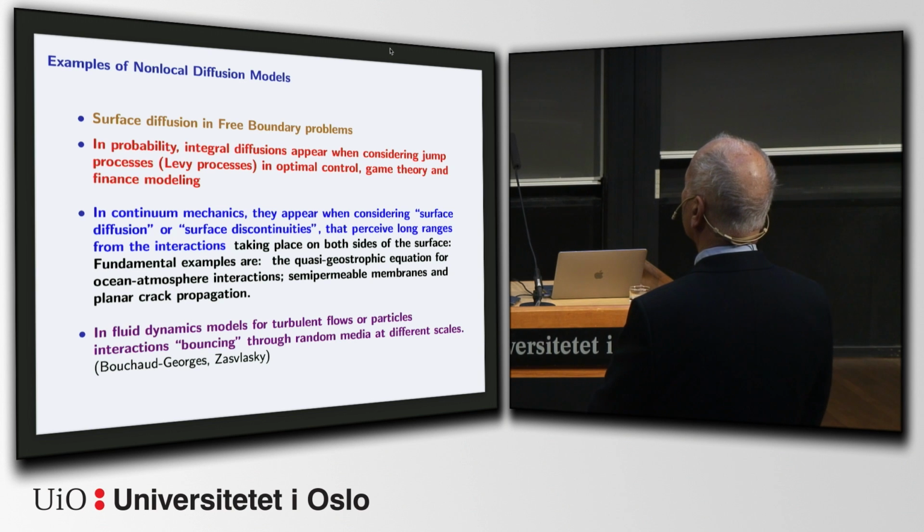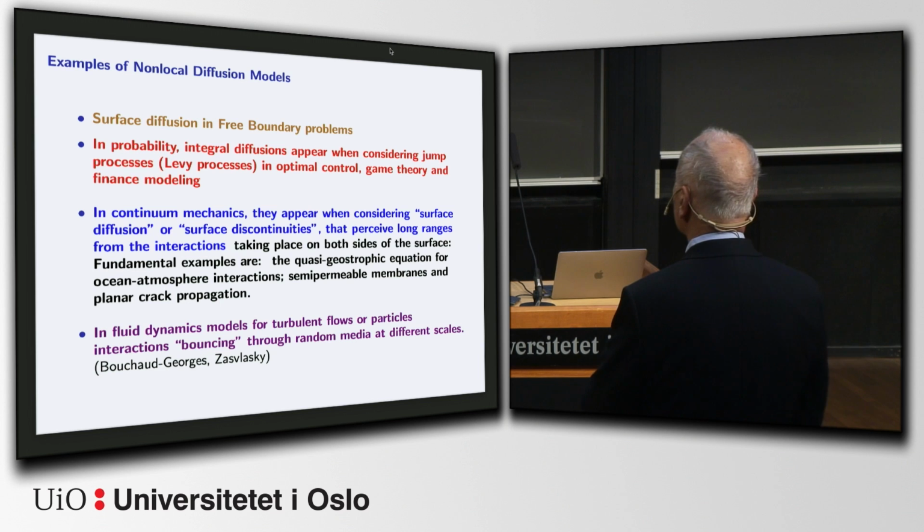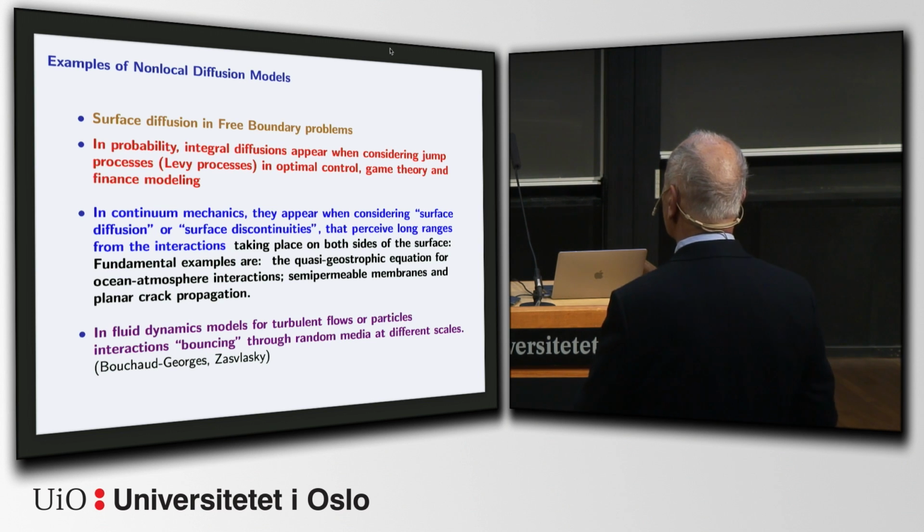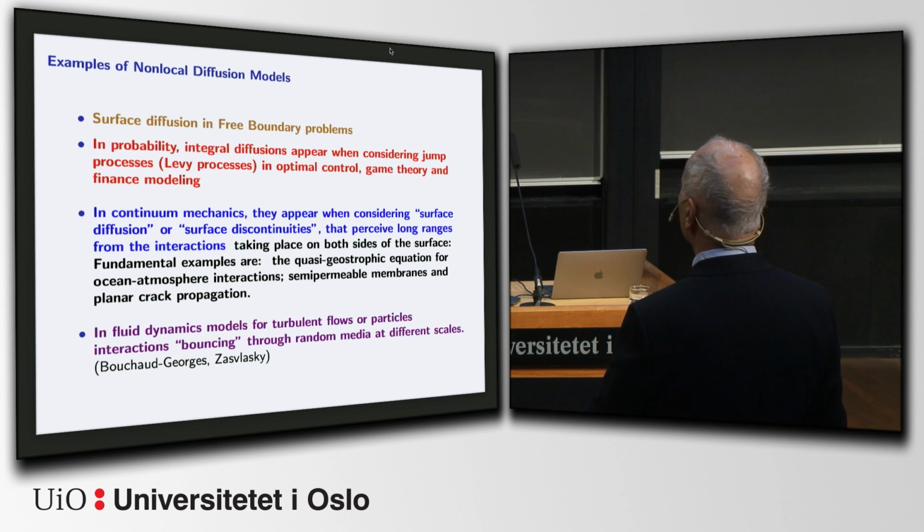Okay, so in continuum mechanics, they appear when considering surface diffusion or surface discontinuities. That is when there is a jump on the boundary, which perceives long-range interactions taking place on both sides of the surface. Fundamental examples are the quasi-geostrophic equations for ocean-atmosphere interactions, where there is mixing between water and solid parts, right? Semi-permeable membranes and plane crack propagation.